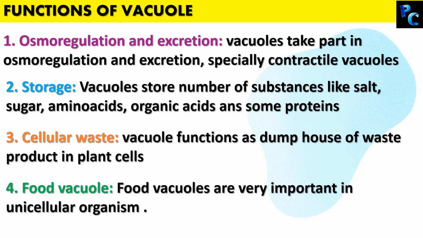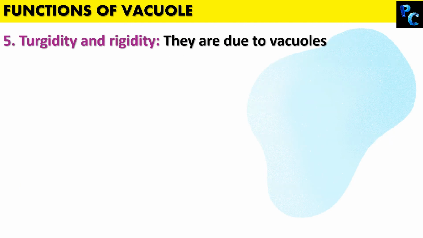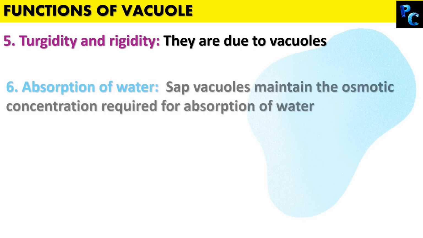Food vacuoles. Food vacuoles are very important in unicellular organisms as they trap the food and thus help in the digestion process of the food. Turgidity and rigidity, they are due to the vacuoles and you know how important these are as we discussed before. Absorption of water. Sap vacuoles maintain the osmotic concentration required for absorption of water.